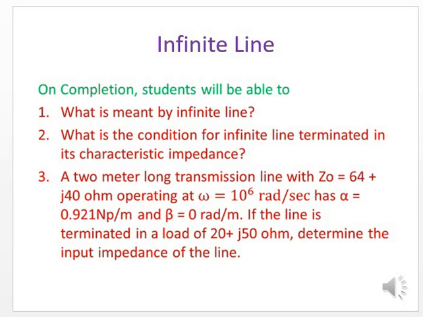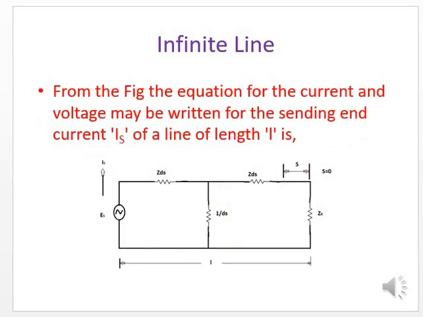A 2-meter long transmission line with characteristic impedance equal to 64 plus j40 ohm, operating at a frequency omega equal to 10 power 6 radian per second, has an attenuation of 0.0921 Nepers per meter and beta equal to 0 radian per meter. If the line is terminated in a load of Z0 plus j50 ohm, determine the input impedance of the line. So they will be able to answer all three questions.